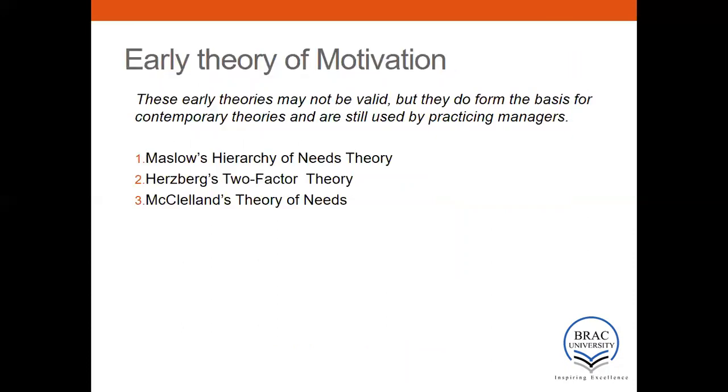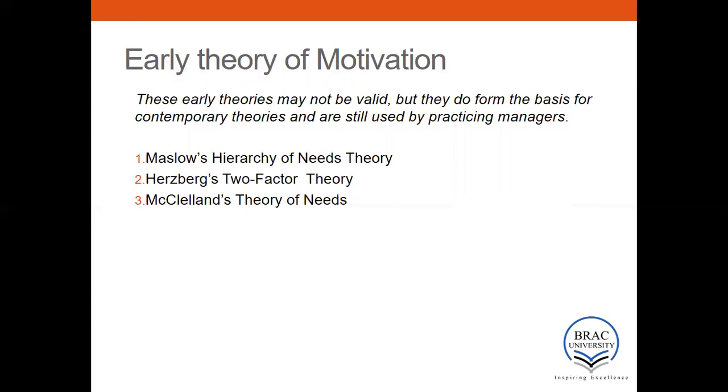Now in early theories, we have Maslow's hierarchy of needs theory, extremely important. And I think you will get this theory in your MGT 211 course as well. The second one is Herzberg's two-factor theory. The third one is McClelland's theory of needs. Now, the first and third theories are different. Although both focus on needs, the titles are different as well.